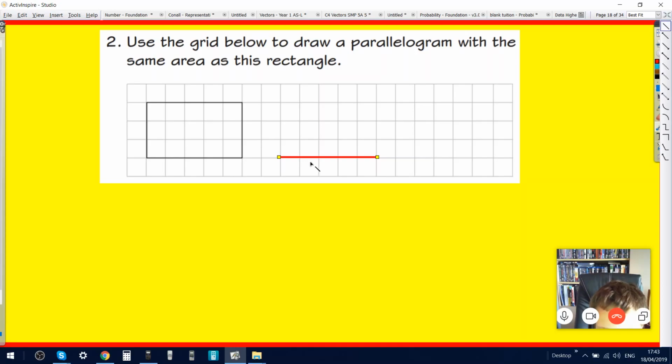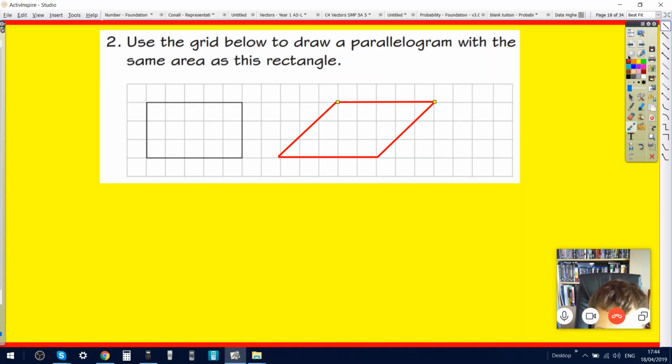And what does a parallelogram look like? It's a shape that has parallel lines. Yeah, so it's like a slanted rectangle. So that's 3 high, so it's got a height of 3 and a base of 5. Any questions about that? Nope. Okay, and so it's like the same rectangle, just slanted.